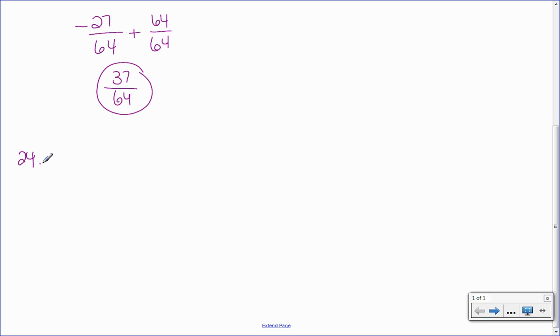Number 24, we want the prime factorization of 63, so we'll do a factor tree. And two numbers that multiply to give us 63 are 9 and 7. 7 is prime, but 9 is not. 9 factors into 3 times 3. So this is 3 squared, since there's 2 3's, times 7.